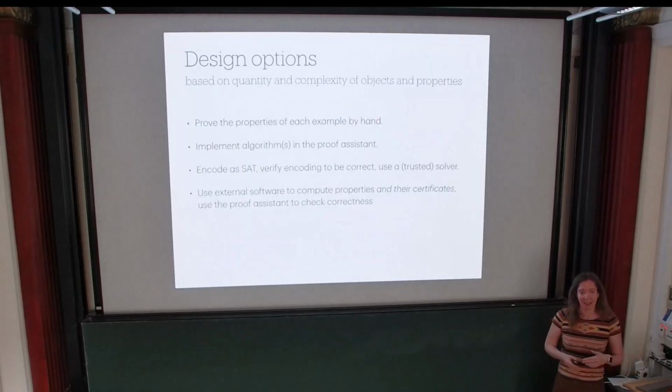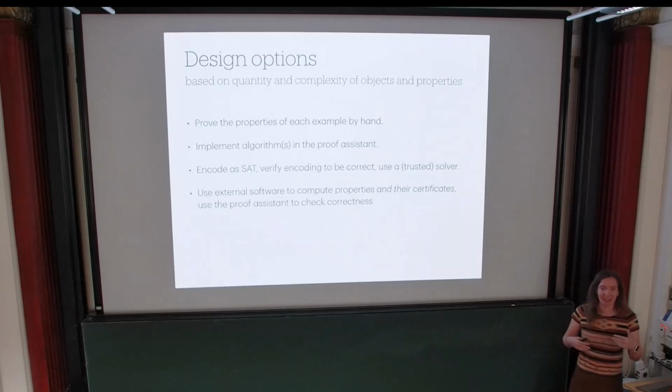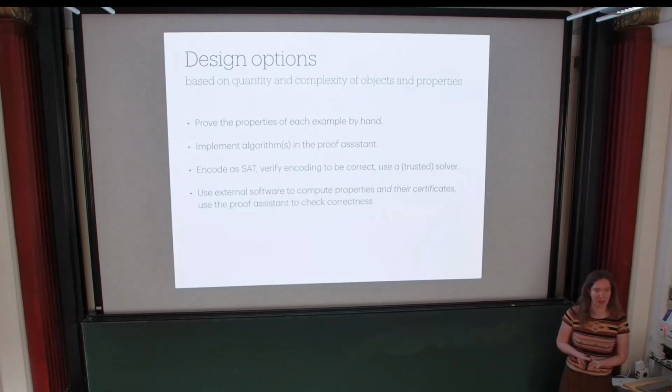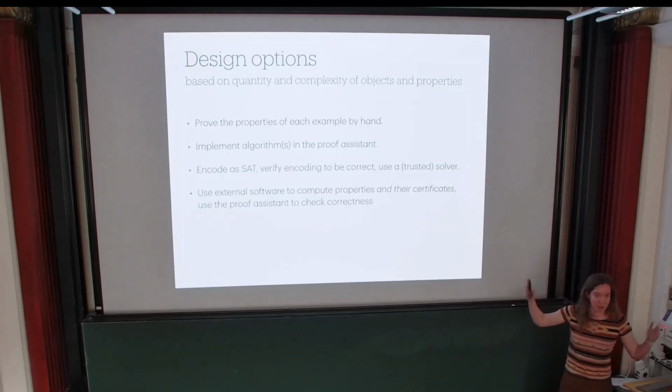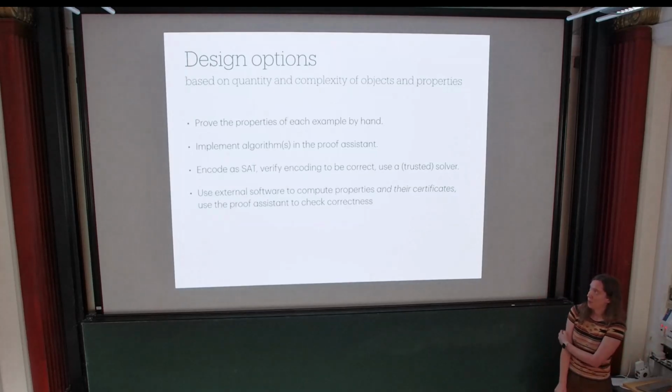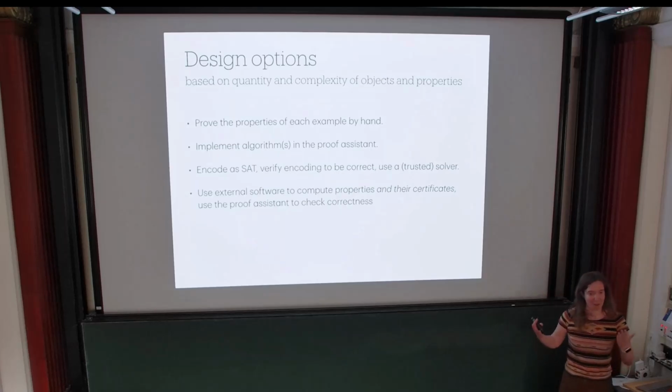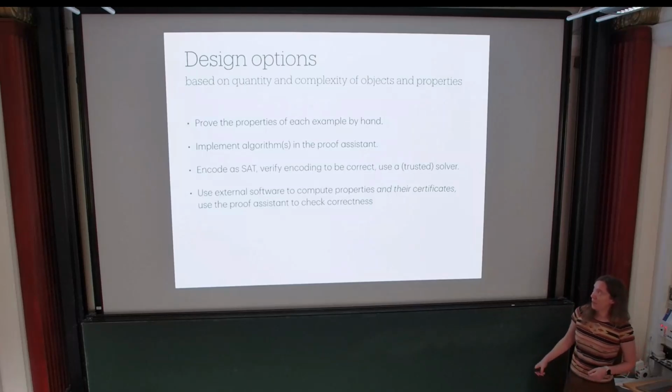So let's step back. If you want to import or incorporate a database of some sort of mathematical objects into a proof assistant, you have some design options for your library. The first one: if you have 5 examples and you just need to prove 1 or 2 properties, you might go the crafted by hand way. And if you're just interested in proving that the Petersen graph is connected, then that might be the way to go.